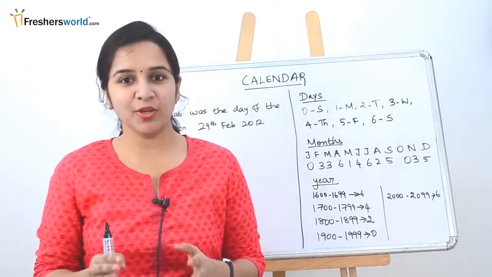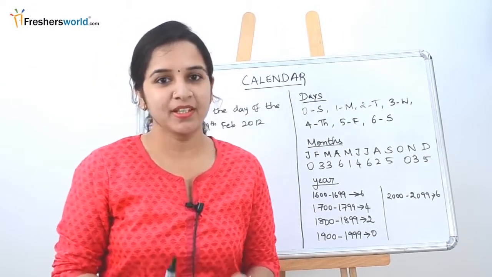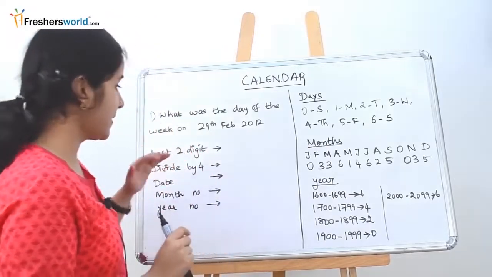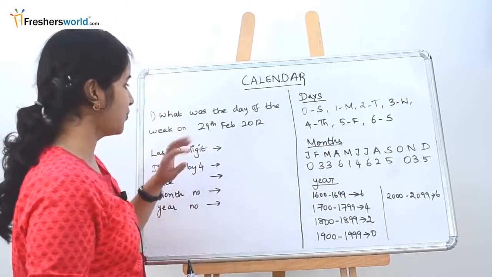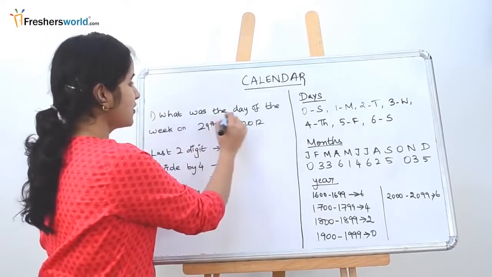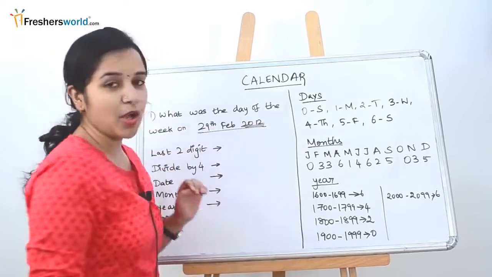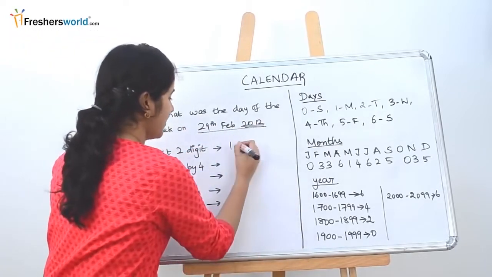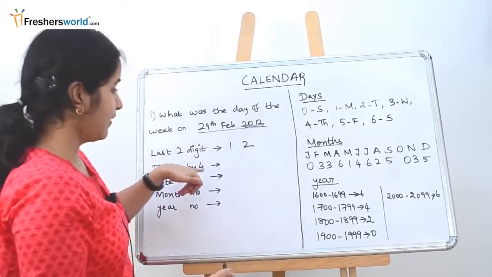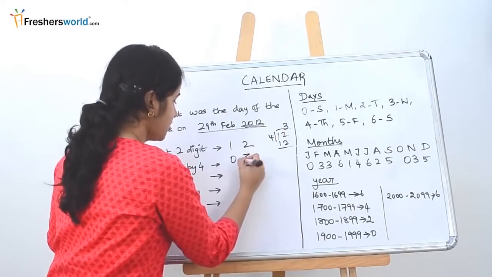Now in this type, we are going to start discussing how to find the day for a leap year. How do we do it? As usual, we have the first 5 steps. First we take the last 2 digits. The question is, what was the day of the week on 29th Feb 2012, which is obviously a leap year. The last 2 digits of the year are 12. Next step is to divide by 4. If we divide 12 by 4, the quotient is 3. So we'll put it here.